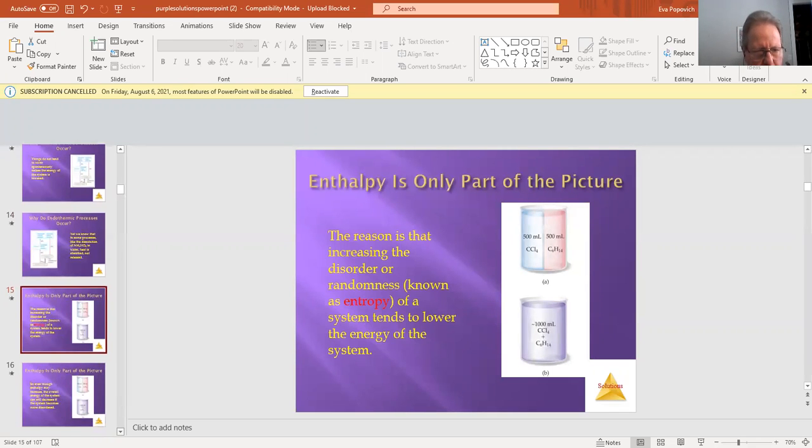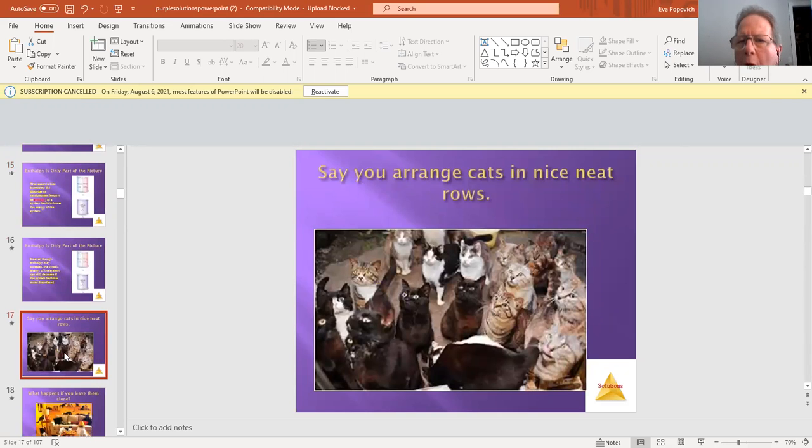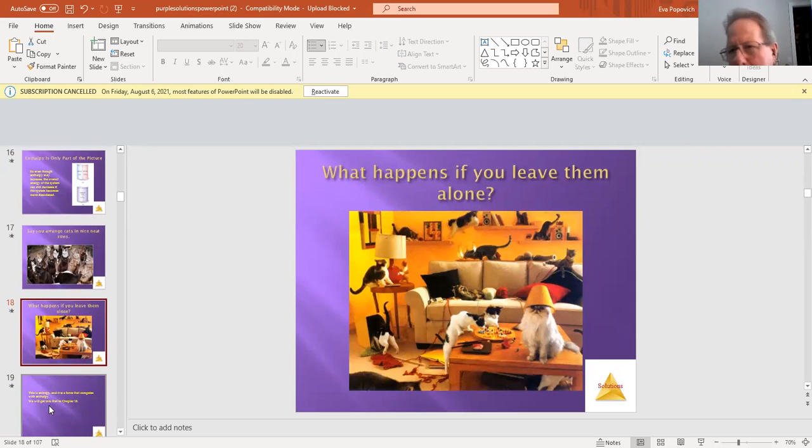Let me ask you this question. If you arrange cats in 4 nice rows of 5 cats each, and you leave the room, what do you think is going to happen? Are the cats going to stay in the nice, neat rows? They're going to tend to do what cats do, which means they're going to be all over the place. There is a tendency for systems to become random. That is entropy. That is why solutions can absorb heat.